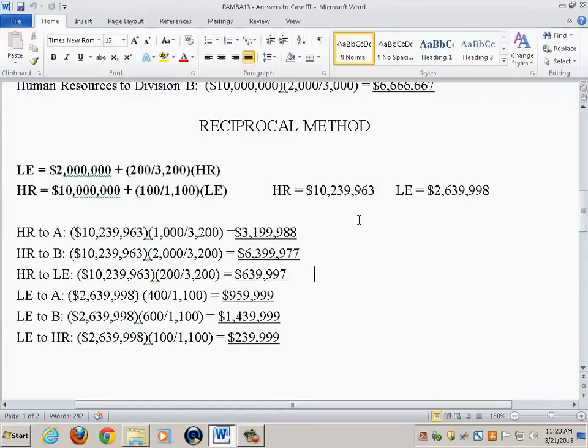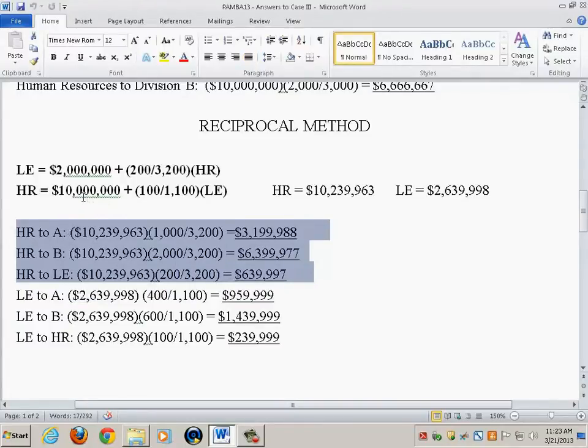Okay, once you have the total that each support unit has to allocate, in this case HR and LE, you simply proceed with the allocations. So we can start with HR if we wish, and we know that HR gives services to A, B, and LE, so it has to allocate the costs for those services. We know that the total it has to allocate is $10,239,963. We just solved for it. So all we have to do is apply the allocation ratios. To A, it allocates the 1,000 person hours it devotes to A over the 3,200 person hours that it devotes to everybody. Same thing for B, and same thing for LE.